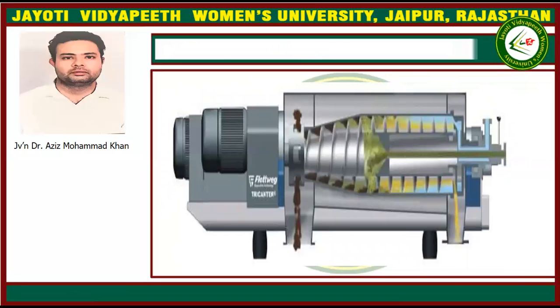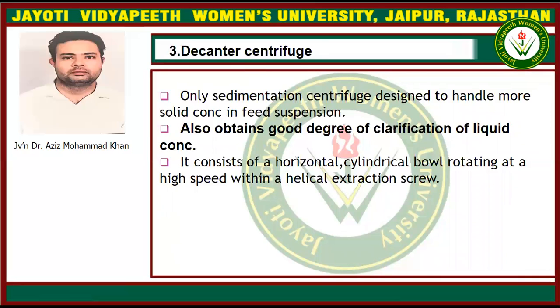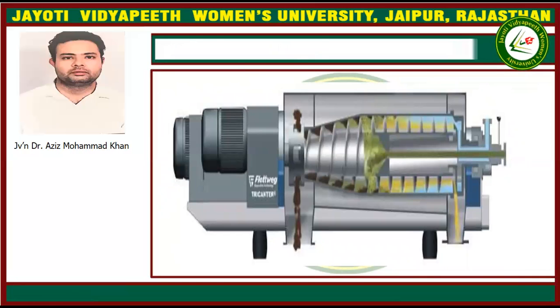This is the diagram of a decanter centrifuge in which the sample is loaded here, and when the motor is rotated, the smaller particles will be in the upper parts, and the more dense and larger particles will settle down in the lower parts.